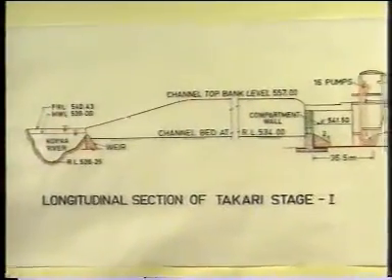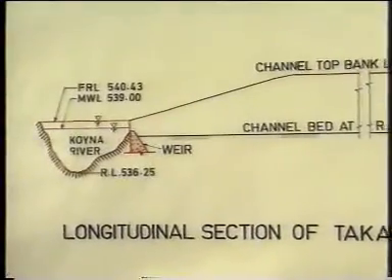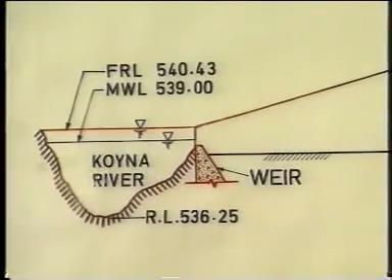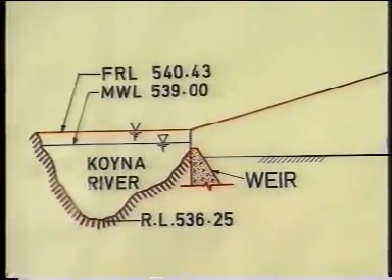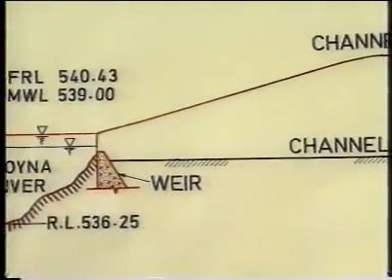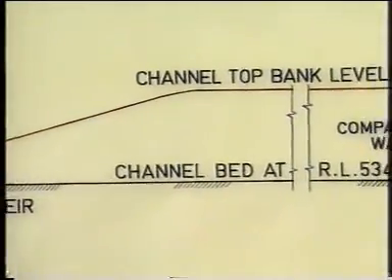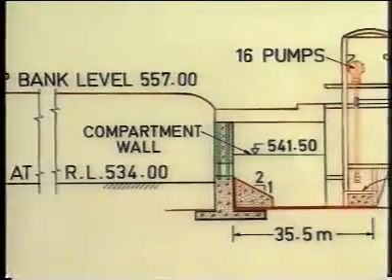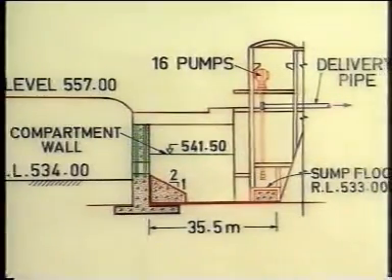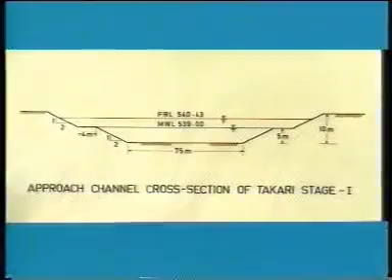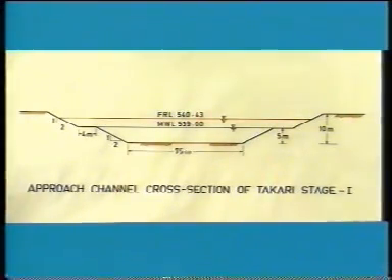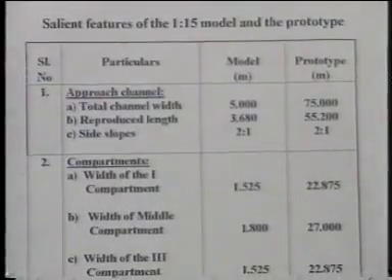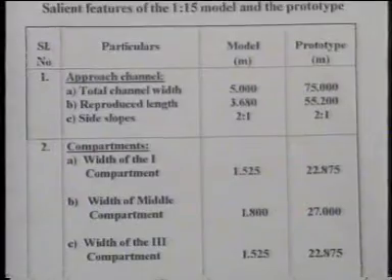This shows the longitudinal section of Takari Stage 1. This shows the cross section of Takari Stage 1. The salient features of the Stage 1 are shown in the table.